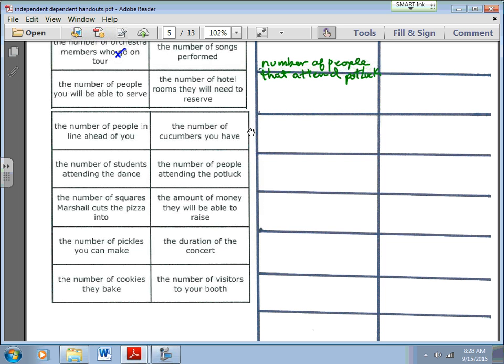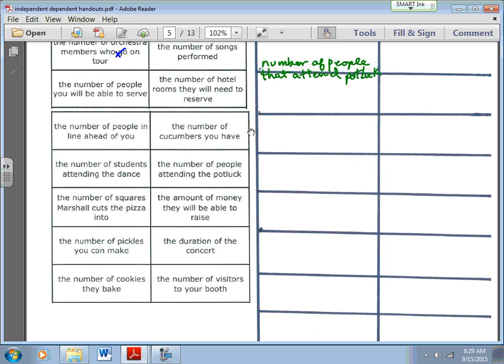So now that leaves me with the number of people attending the potluck and the number of squares Marshall cuts the pizza into, the only two left that I have. So the number of people attending the potluck, do you guys agree that's the independent? Yeah. And the number of squares Marshall cuts the pizza into would be the dependent. Now this activity on figuring out the dependent and the independent had a couple of tricky parts.